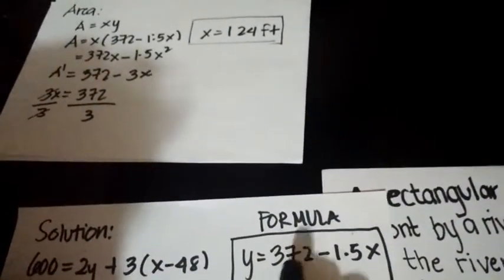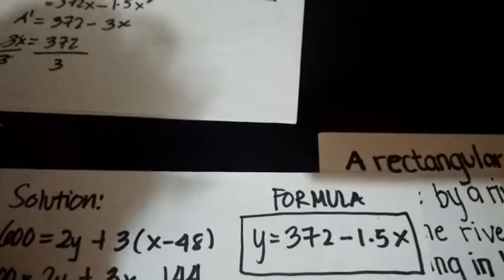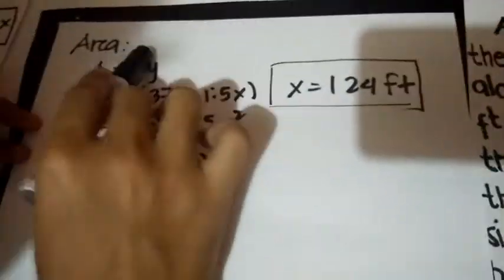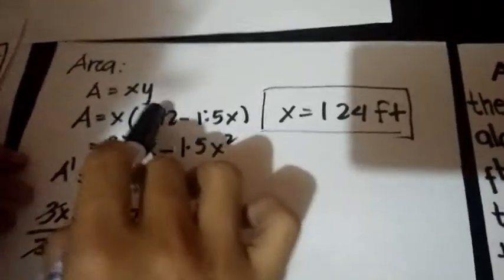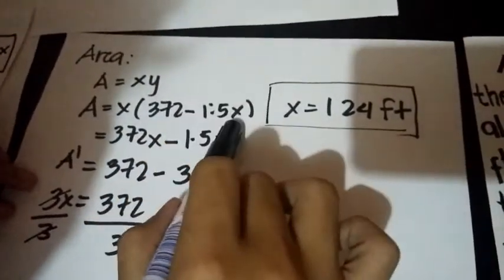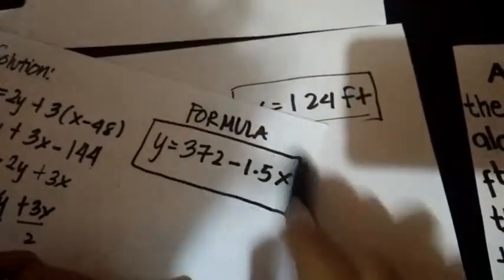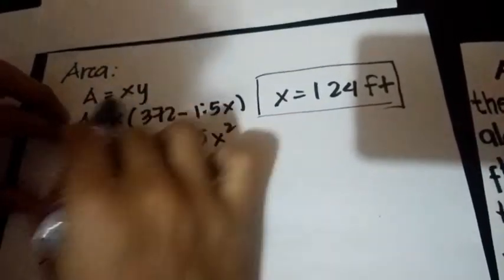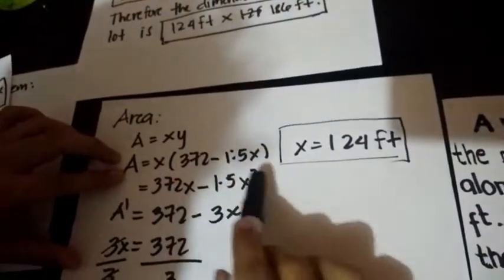So in order for us to find y, we will input this formula in our area of the rectangle. So this would be the area of the rectangle. Area is equal to x times y. So area is equal to x times 372 minus 1.5x, which is already given. So when you distribute it, the result would be 372x minus 1.5x squared.